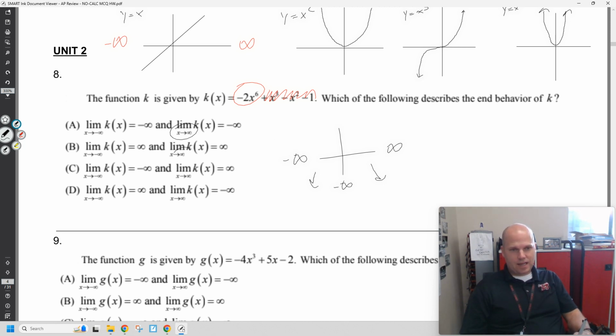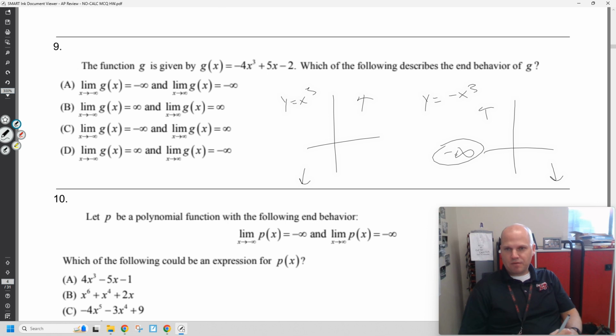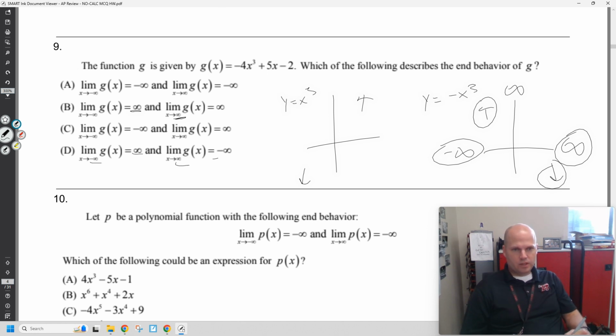These are x's, these are y's. So I'm looking for negative and negative for my y's as my x's approach both sides of infinity. Here we start with a positive x cubed. If I flip it, we would go here and here. So as I go to the left towards negative infinity, my y's are going towards positive infinity. If I go right towards positive infinity, my y's are going towards negative infinity. So I'm looking for negative infinity, positive infinity, negative infinity, negative infinity, positive infinity, positive infinity.